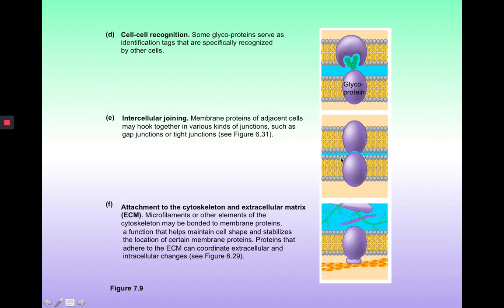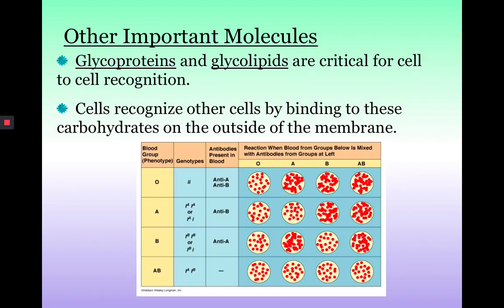Occasionally, we need intercellular joining. Membrane proteins of adjacent cells may hook together in various kinds of junctions, such as gap junctions or tight junctions. So membrane proteins are involved in those. And then attachment to the cytoskeleton. You need a way to connect the cytoskeleton to the membrane because you may want to change the shape of the membrane. Why would you want to change the shape of the membrane? For example, pseudopodia. And if you can't connect the contracting parts of the cytoskeleton to the membrane in order to create the change, you won't get a change. So you need to have membrane proteins that are attached to the cytoskeleton in order for the pseudopodia to work and to get amoeboid motion.